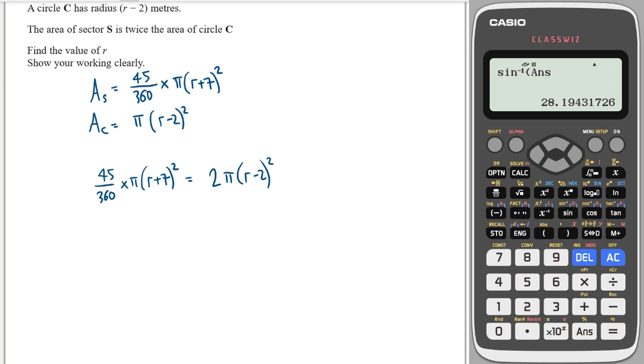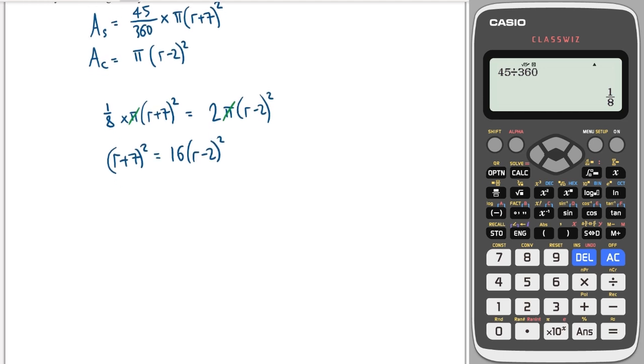Okay, so we need to do cancelling. The first thing we can spot here is that pi can be divided from both sides. I can rewrite 45 over 360. That will make it much easier because that is the same as 1/8. So I can write that as 1/8. And then I can multiply both sides by 8, which is going to give me r plus 7 all squared is equal to 16 lots of r minus 2 all squared.